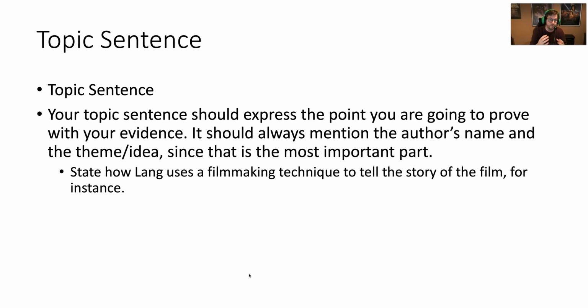All right. If you're talking about topic sentences, you should always use an author's name or the director's name, because remember, that is their theme and idea, which you are now going to prove exists using evidence. So one of the things that you could do in your topic sentence is state how Lang uses a filmmaking technique to tell his story. Right? That would be a topic sentence. You know, how Fritz Lang uses light to present a theme.